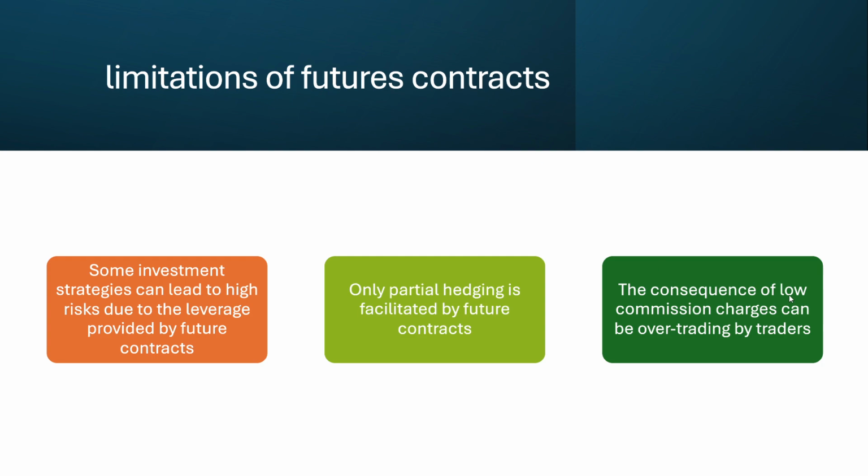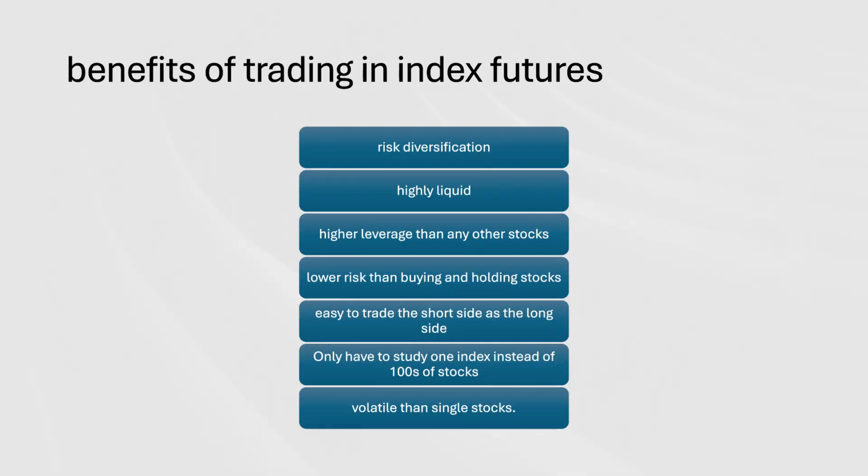The consequences of low commission charges can be over trading by traders. So basically that is why we are losing money, that is what they are referring to, over trading by the trader because of the low commission charges. So these are the limitations when it comes to future contracts.